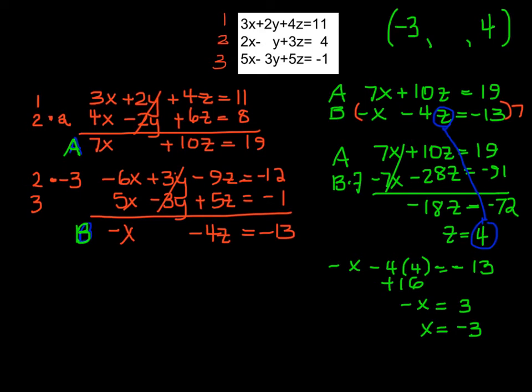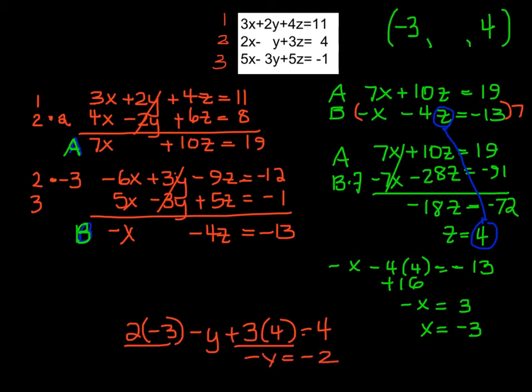I'm now going to take the x and the z and plug them back into one of my originals, and I am going to plug it into the second one. So 2 times my x minus y plus 3 times my z has to give me 4. These two combined give me 6, so I'm going to subtract 6. So y is going to be 2. I now have my y, and I have solved this by elimination.